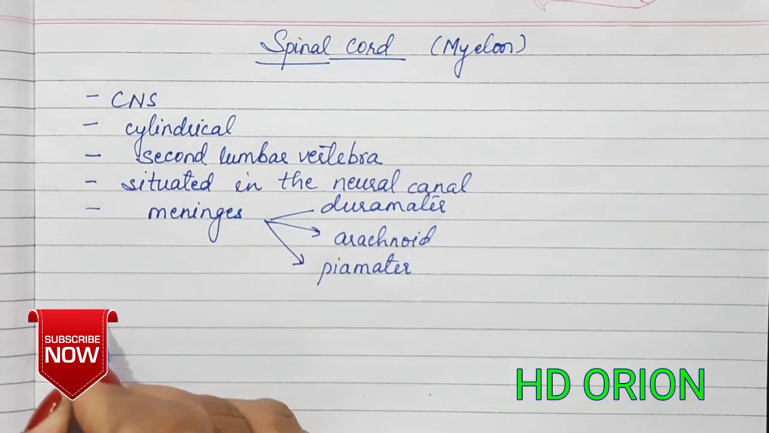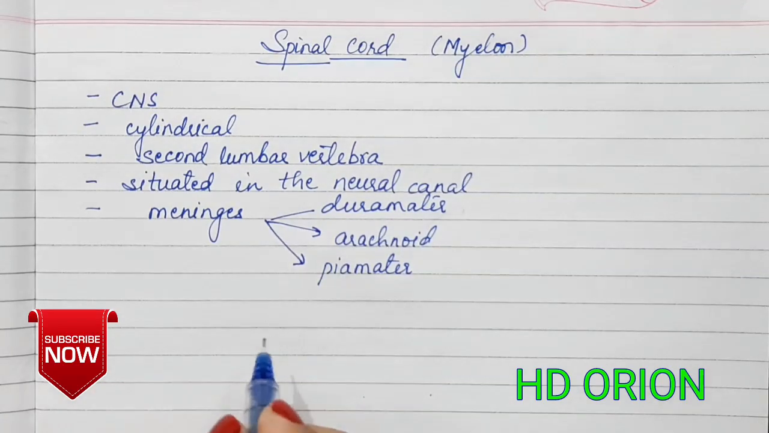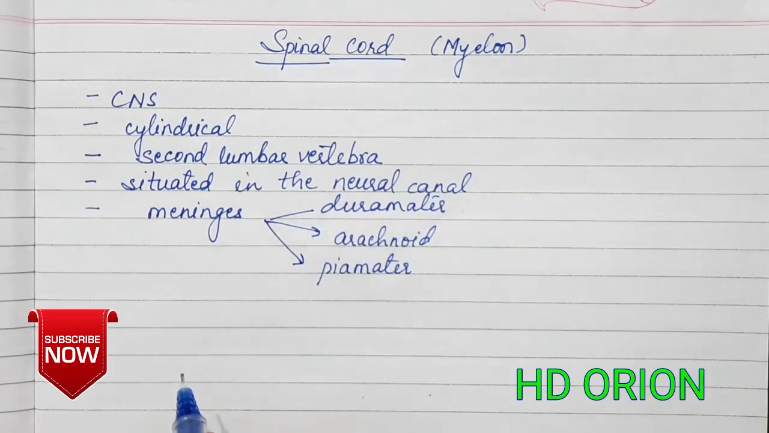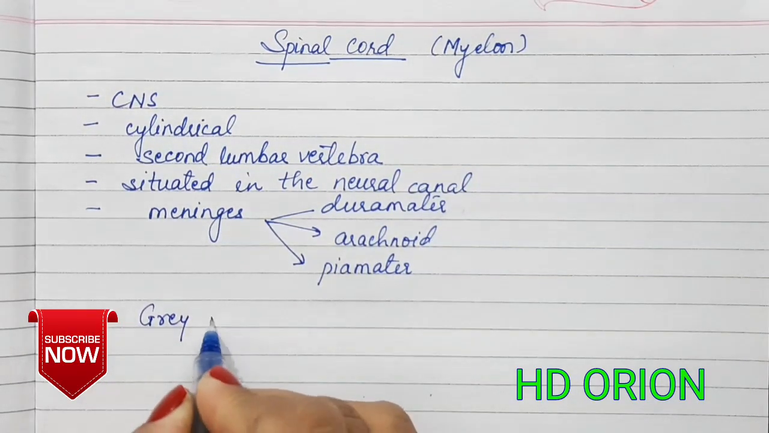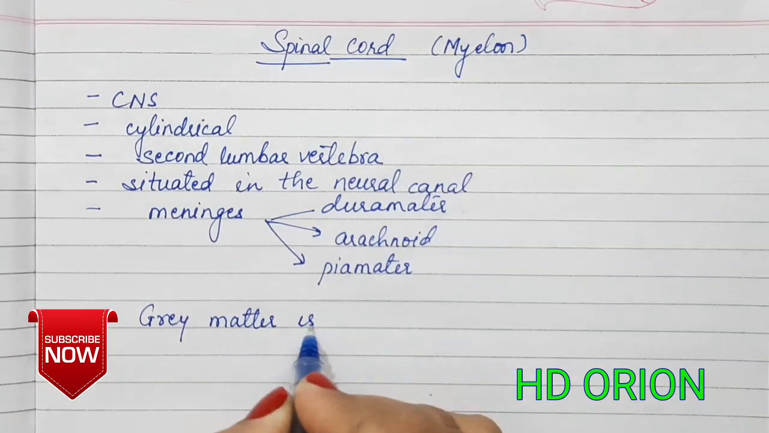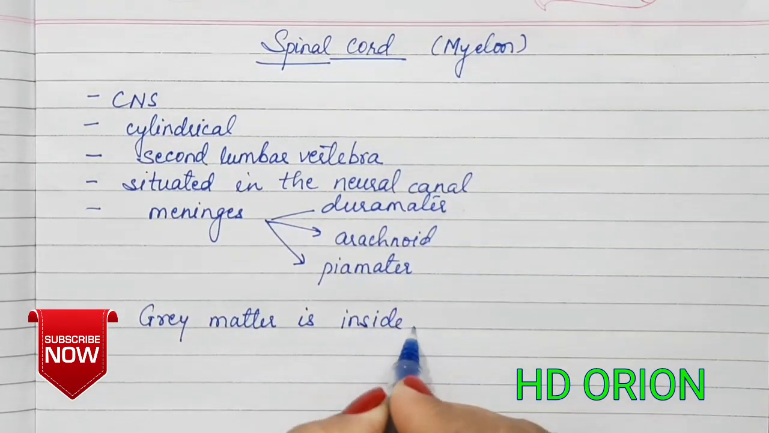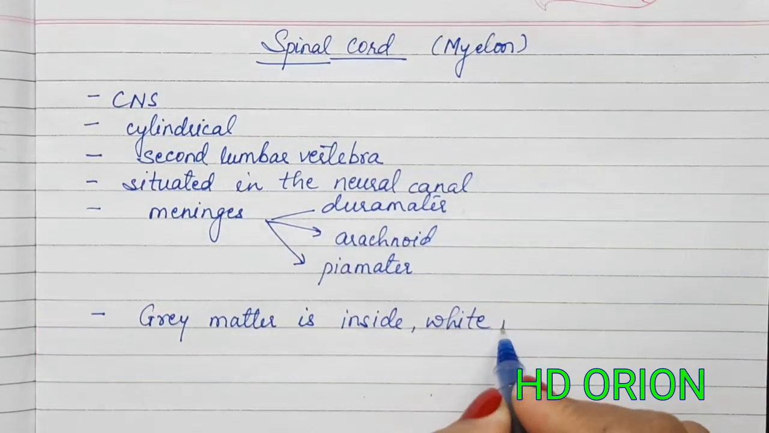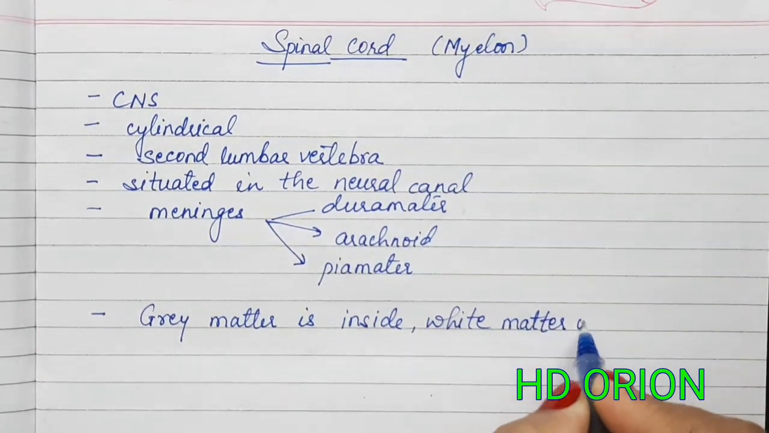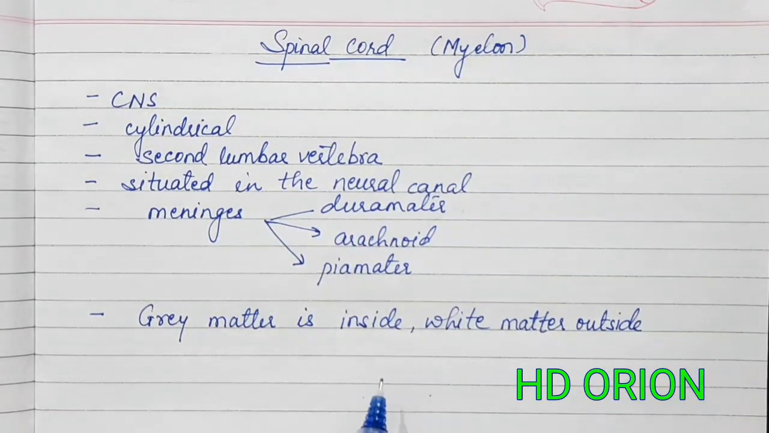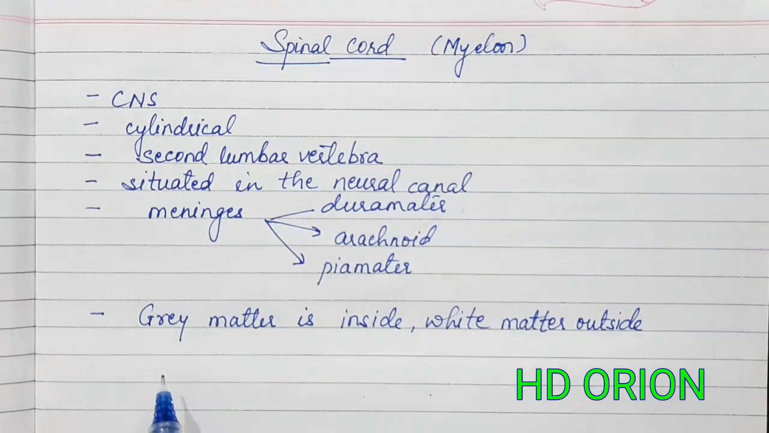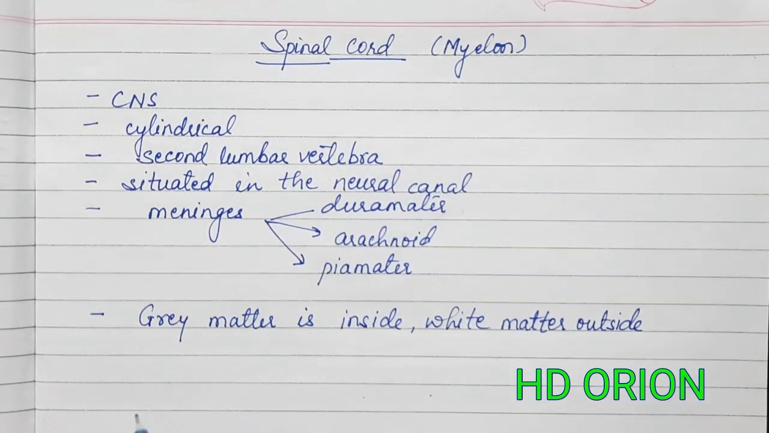The most important thing is that the arrangement of neurons differs in the spinal cord. In the brain, we studied that the gray matter is outside and the white matter is inside. Here, the gray matter is inside, white matter is outside. Sometimes the question comes in the exams to differentiate the arrangement of gray matter and white matter with respect to brain and spinal cord. So it is just the reverse. In brain, the gray matter was outside and white matter was inside. Gray matter was in cerebral cortex. But here the gray matter is inside and the white matter is outside.